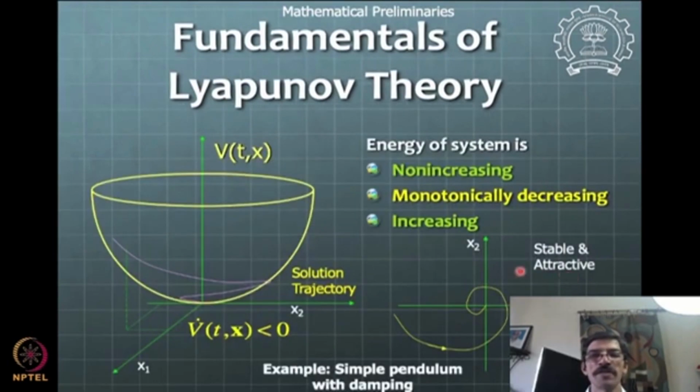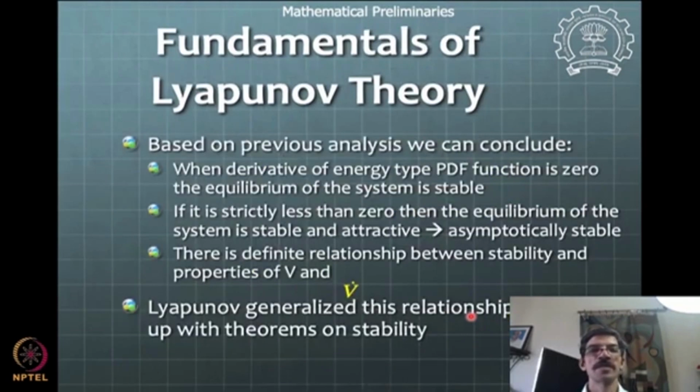Okay, and when this is increasing along the direction of the surface of this V, then your trajectories are going away from it, going out of bounds. They are not coming back to the equilibrium 0, and the system is having that unstable kind of behavior. Okay, so these are the basic foundations, the fundamentals for this Lyapunov theory.